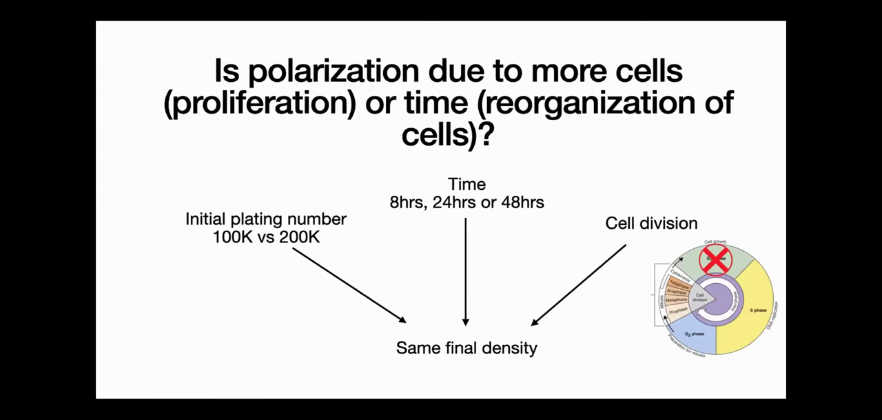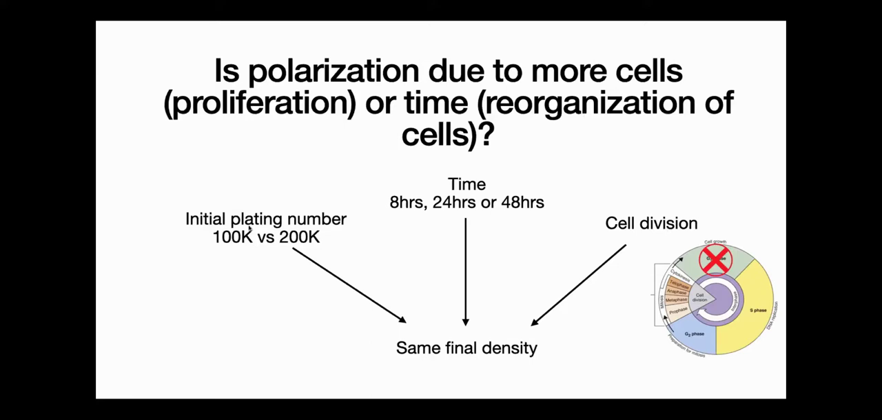So in order to answer this question, we need to tease apart time and density and layer development. So to do this, we can do various different manipulations to our cells. So we can change the initial plating number, either 100,000 versus 200,000. We can change the time, 8 hours, 24 hours, or 48 hours, or we can actually stop cell division. So we can use a G1 inhibitor to stop the cells from dividing, to then see just what contribution the reorganization of cells can have over time.